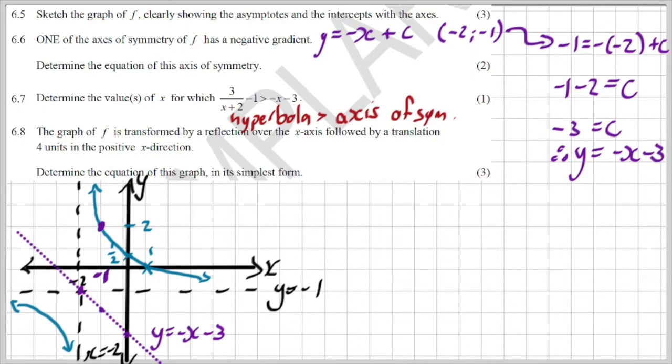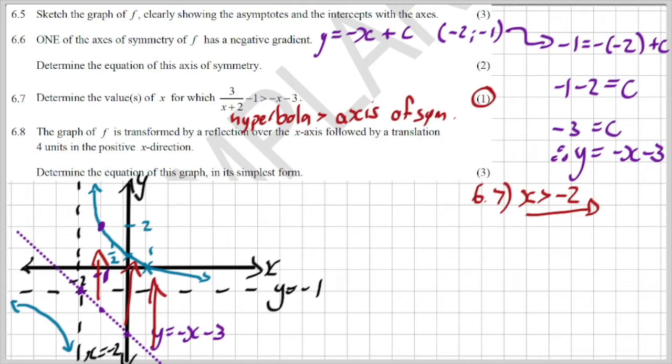Question 6.8 is not where we are at yet. Sorry, I haven't answered question 6.7. So let me first answer it. Where is the hyperbola larger than the axis of symmetry? Well, everywhere on the right-hand side of my asymptote. So everywhere x is greater than negative 2. As simple and as easy as that. Because there my hyperbola is above the axis of symmetry.